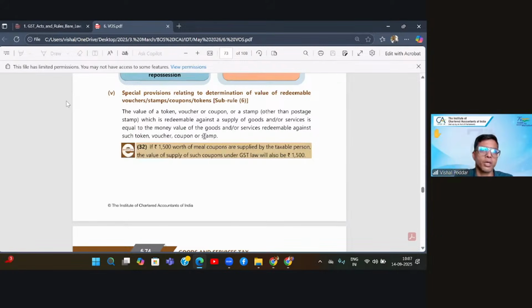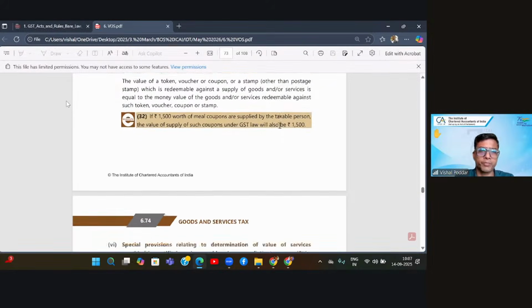So practically this rule also will now not be applicable. But what does this rule say? What is the value of the voucher or token which is sold? It will be the value at which it is going to be redeemed against the supply of goods or service. In simple words, it is the money value of goods or service which you can buy by making payment of this voucher or token. So where vouchers or tokens are sold by a company to you, the value of the vouchers or tokens is simply equal to the value of goods or service that can be purchased against them.